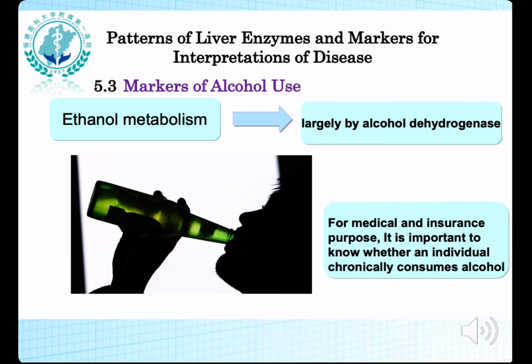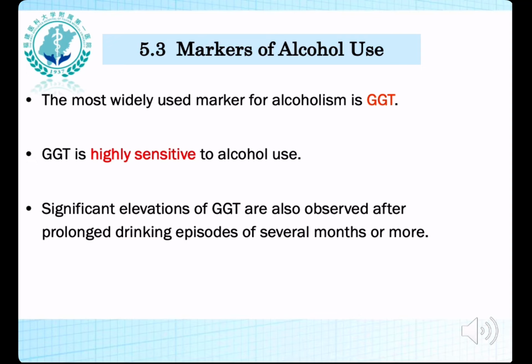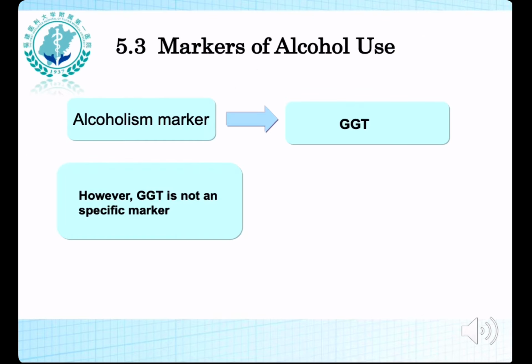And so, for medical and insurance purposes, it is important to know whether an individual chronically consumes alcohol or has drunk a lot of alcohol recently, okay? And here, the most widely used marker for alcoholism is GGT. GGT is highly sensitive to alcohol use. If you drink many bottles of beer last night, today the level of your GGT is elevated largely, okay? Significant elevations of GGT are also observed after prolonged drinking episodes of several months or more. However, GGT is not a specific marker for alcoholism. The elevation of GGT could be seen in many other liver disorders.